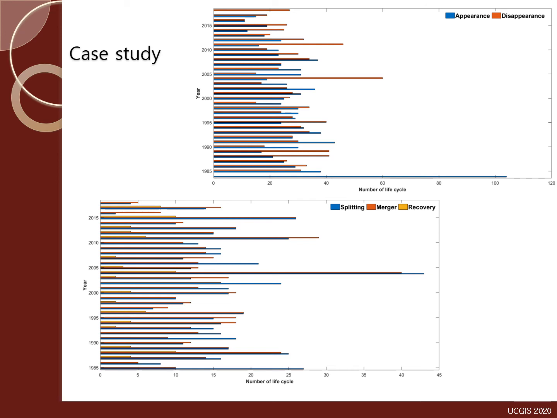We can also find a total of 5 peaks in the lower figure that have significantly higher event numbers than the corresponding mean values, which are in the years of 1988, 1996, 2004, 2011, and 2015.